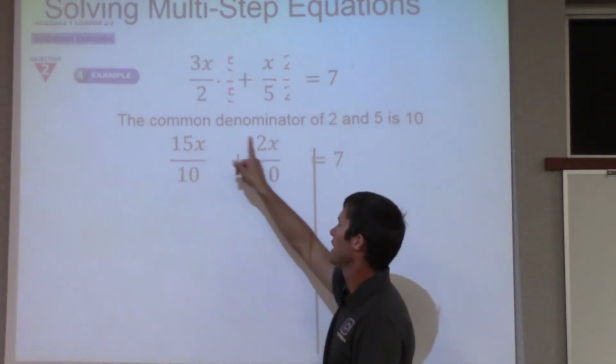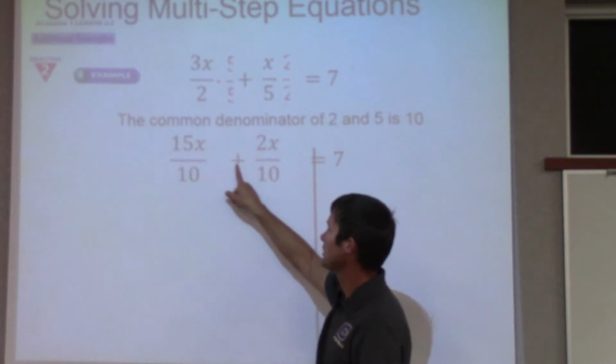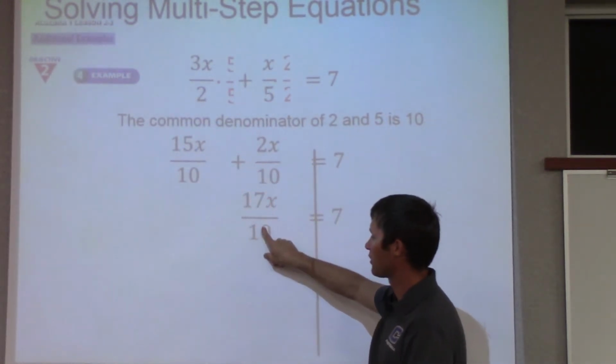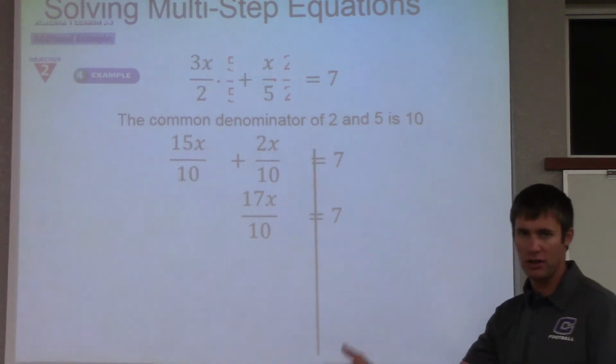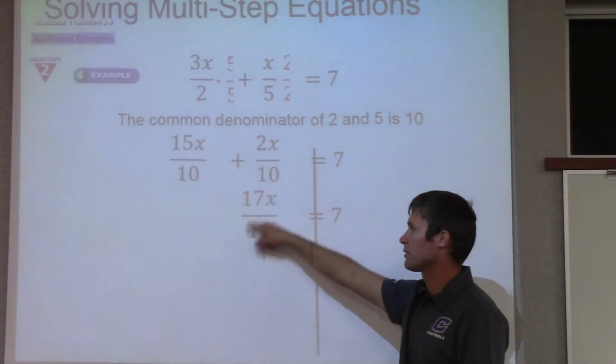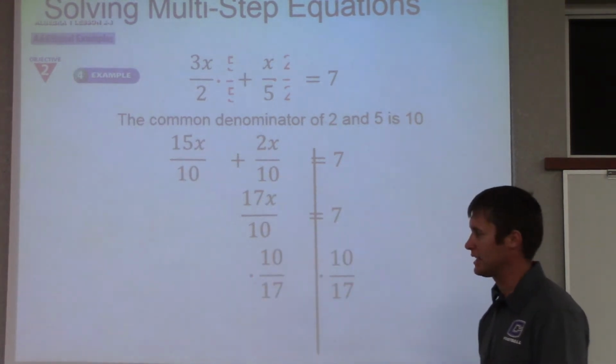They both have an x, so we just add them. 15 plus 2 is 17, x over 10. And now from the first lesson we did, we'd multiply by the reciprocal, 10 over 17.